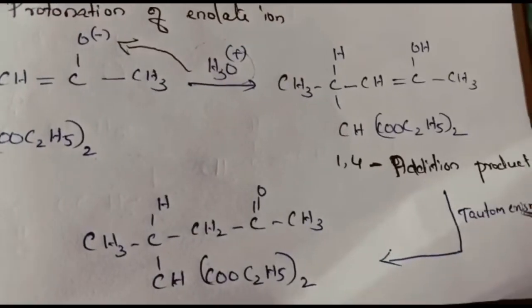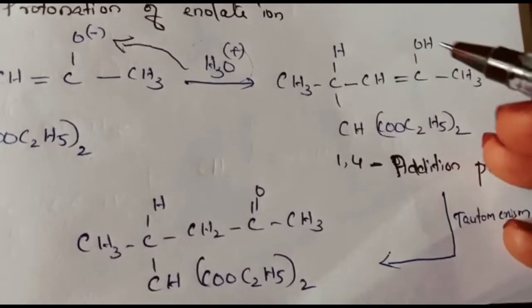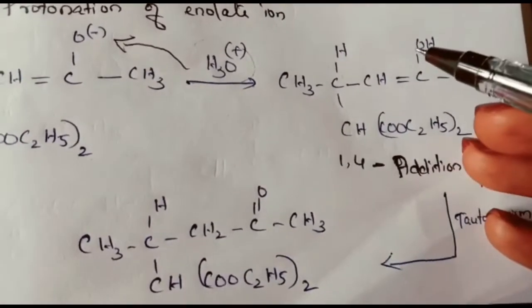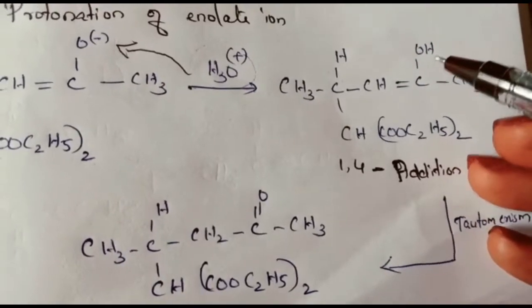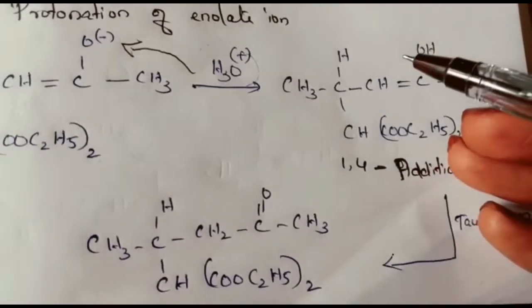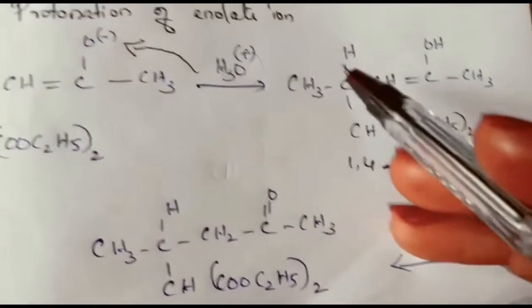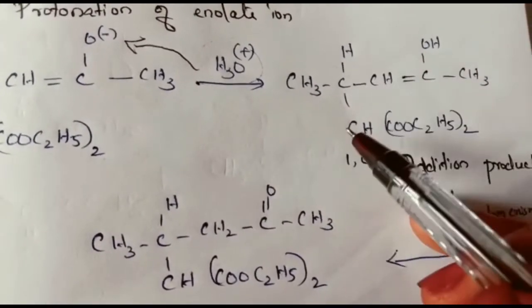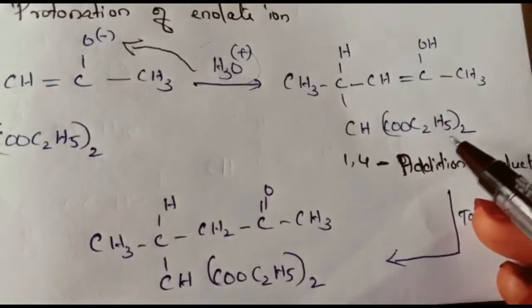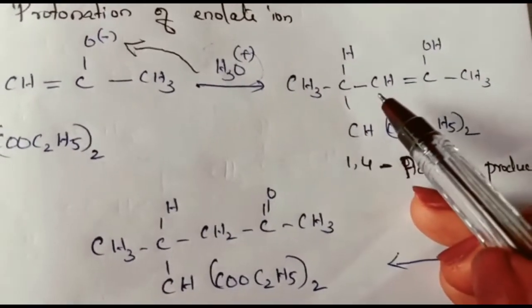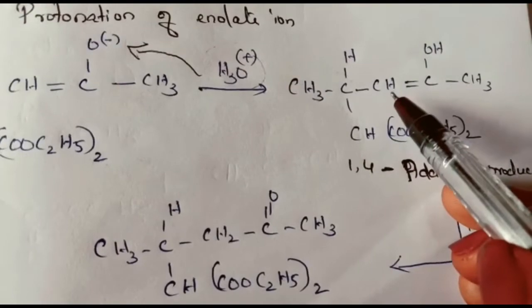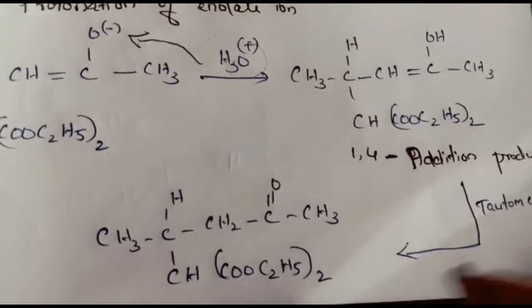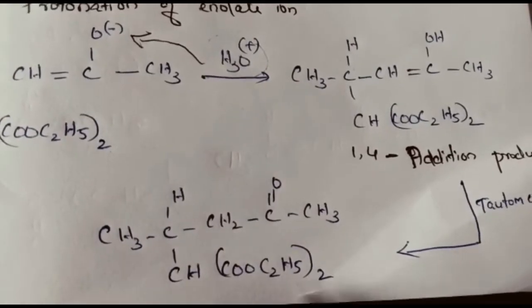Next step is tautomerism. Here only structural change is there to acquire more stability. So here this is an enol form, then it will form the keto form. So from the enol form to the ketone form, it will undergo tautomerism. So the product is CH3CH(CH(COOC2H5)2)CH2COCH3. This hydrogen will come to here, CH2, then CO, CH3. So after tautomerization, the product formed is this one.